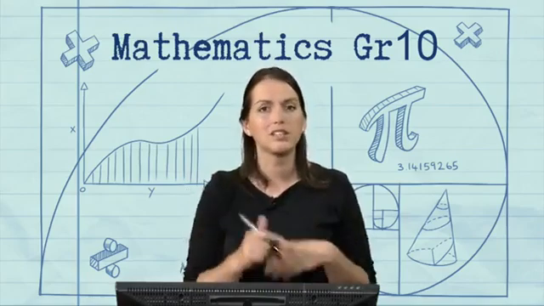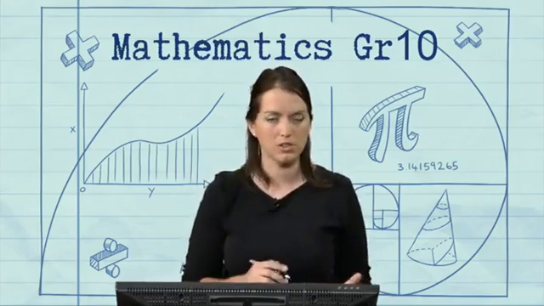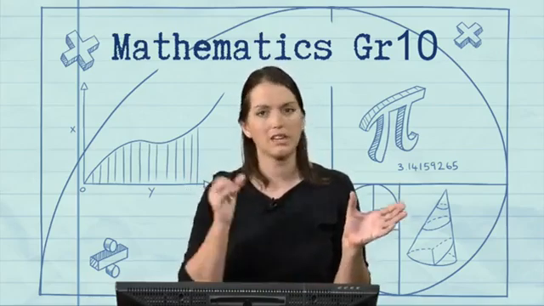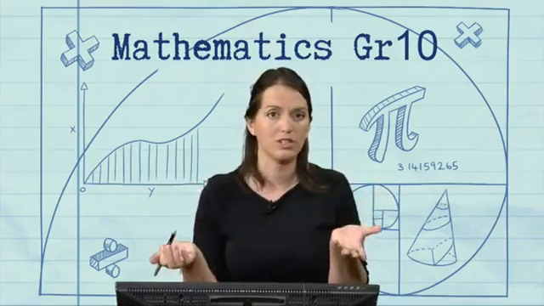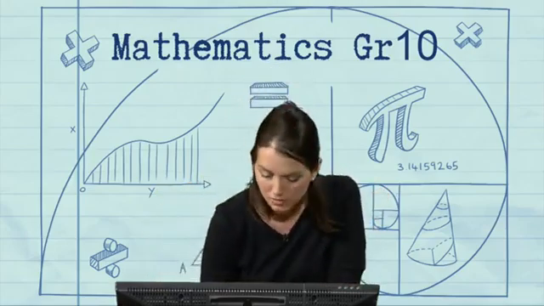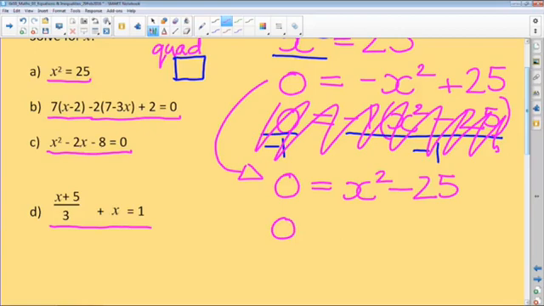And obviously, this question is a difference of 2 squares. I've got x squared, and I've got 25, which is 5 squared. Let's go back to the drawing board. So we have 0 is equal to, and my difference of 2 squares will result in x minus 5 and x plus 5.